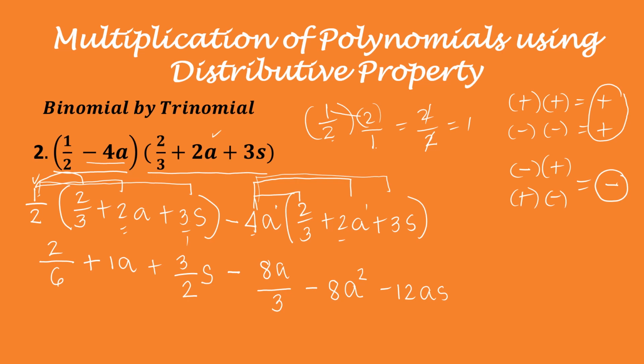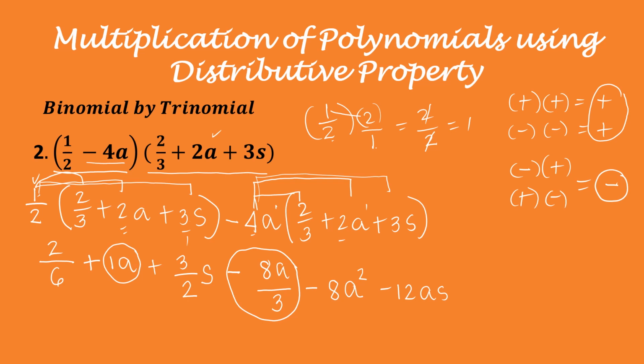Okay. Do we have another constants other than 2 over 6? Okay. There's none. What about the 3 halves s? It's still the negative 12as, which is not similar with the 3 halves s. But what about the negative 8a over 3 and the 1a? So therefore, they are similar. Then if they are similar, we can combine them.